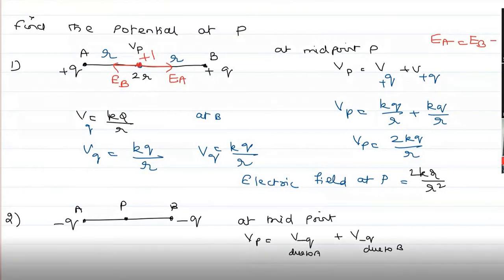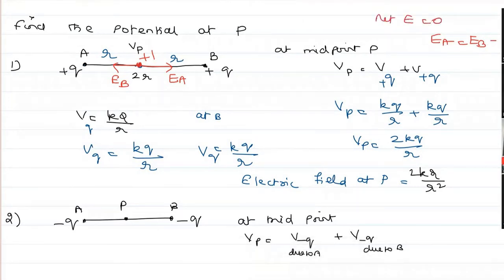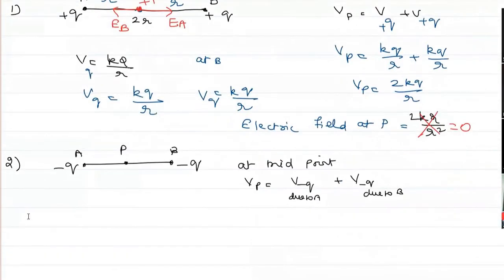So electric field, equal and opposite electric field. So what is the net electric field? It will be 0, right? Yeah. So it is not this one, it will become 0. So be careful when you do this. That's it. Similarly, for negative charge also, you can just do it in the same way.